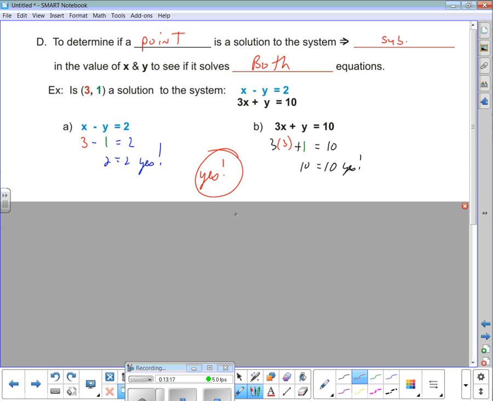All right. Sometimes it'll work on the first, won't work in the second. You say, no, it's not the solution. It's got to work in both.